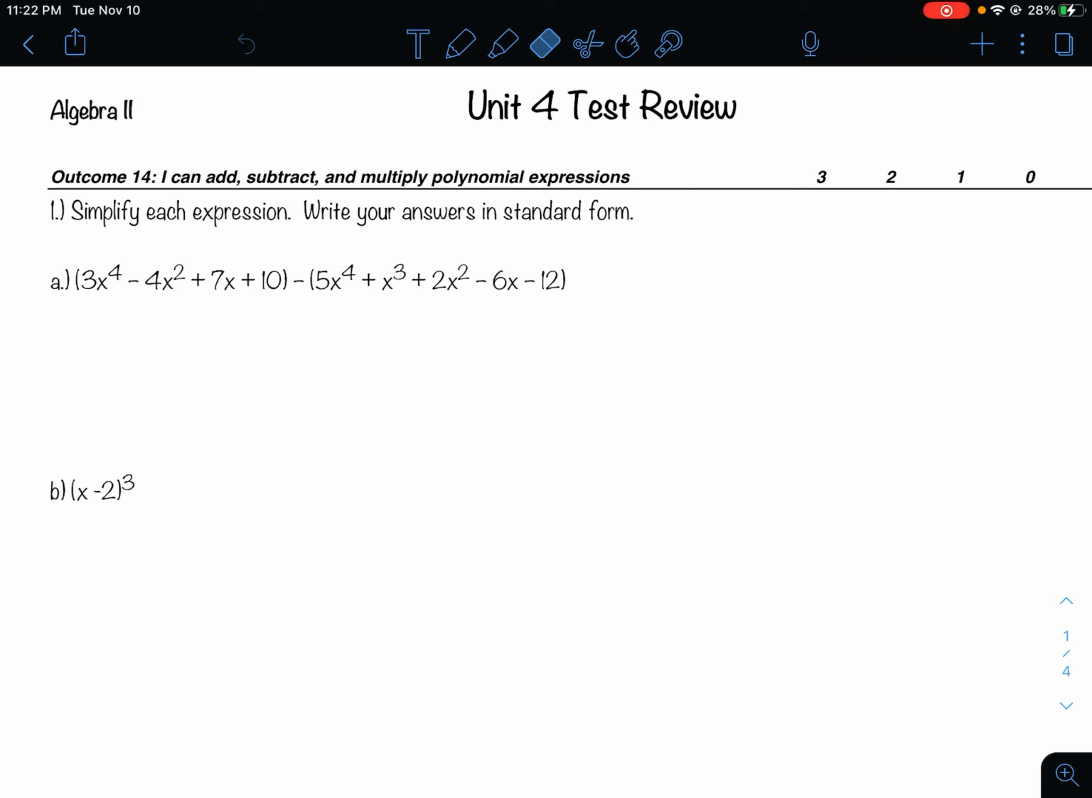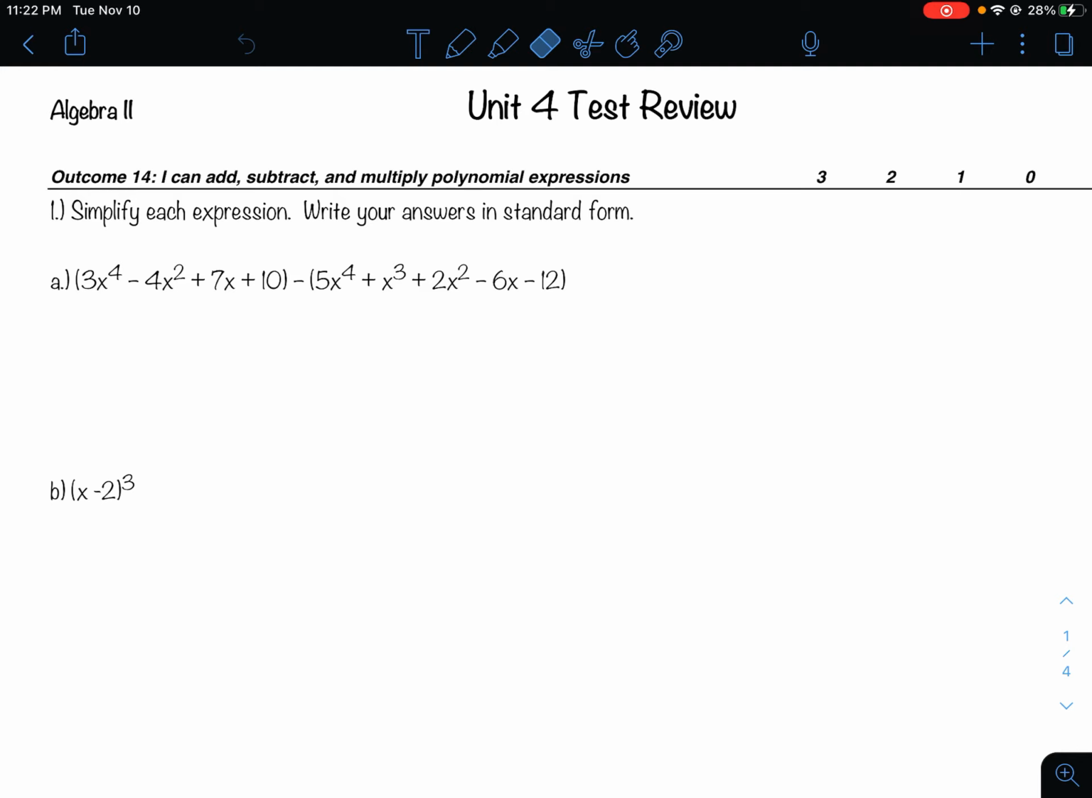Okay, so here is your unit for how to test review. We're going to start off, there's a lot of outcomes here. We have to go from 14 all the way through 22. So we'll start here at the beginning.